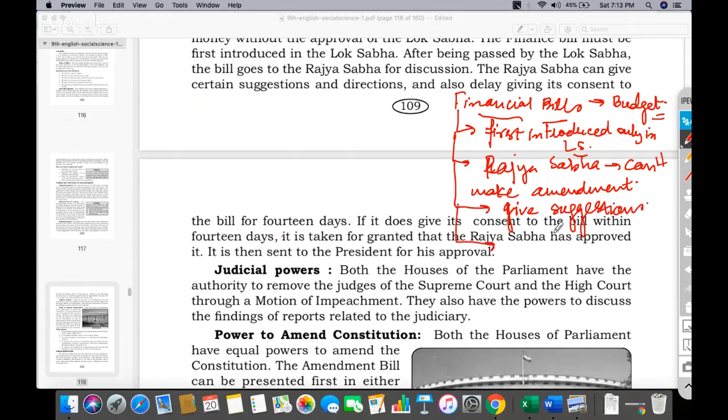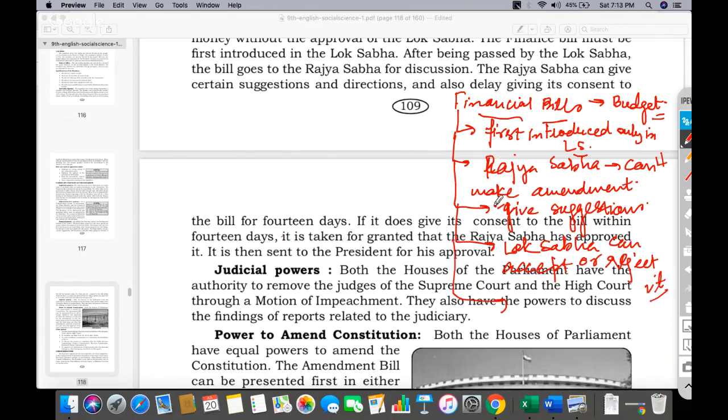What about suggestions? Is it binding on Lok Sabha? No. Lok Sabha can take these suggestions. Lok Sabha can accept suggestion or reject it. Accept or reject it. Depends on the wishes of Lok Sabha.